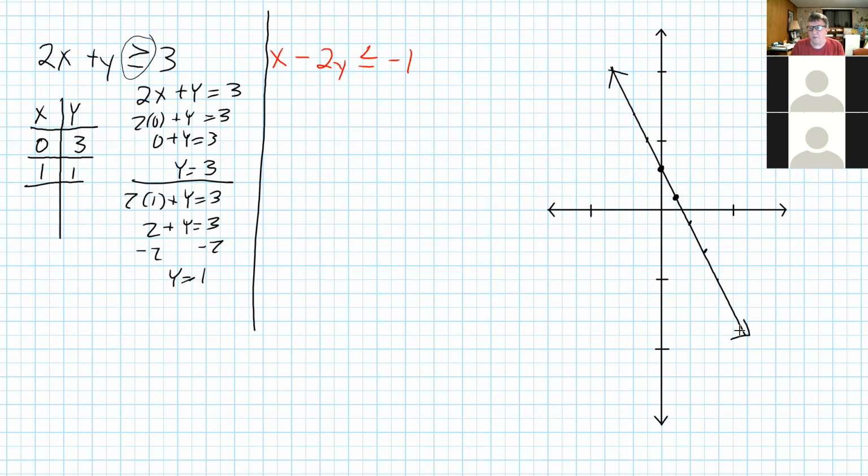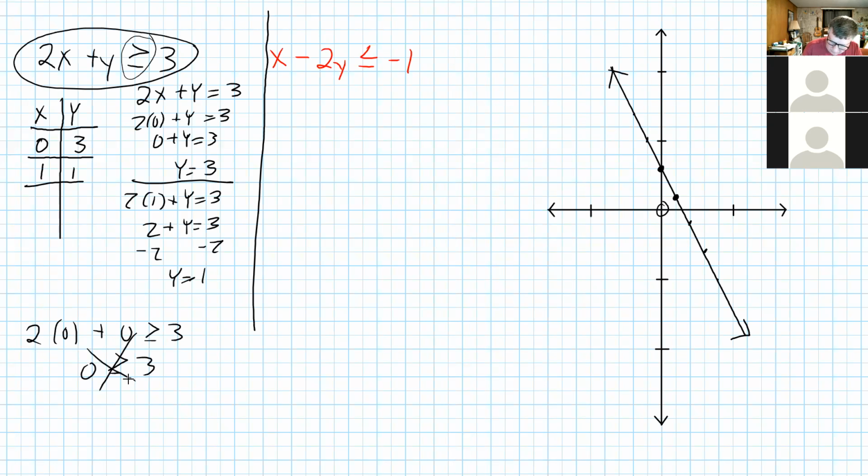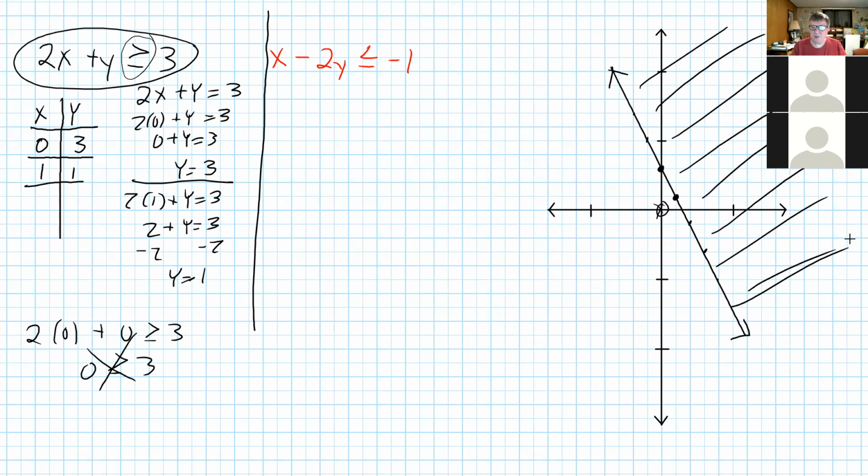Now, I need to determine, are we on the upside of the line or the downside of the line? Since I didn't put it in slope-intercept form, it's not as obvious. I'm going to choose a test point. I'll choose the origin. If I plug 0, 0 into the inequality, so I'm not using the equation now, I'm using the inequality, 2 times 0 plus 0 greater than or equal to 3. 0 is not greater than or equal to 3. So the test point failed, which means we're on the upside of the line. So the solution to the first inequality is in black there.